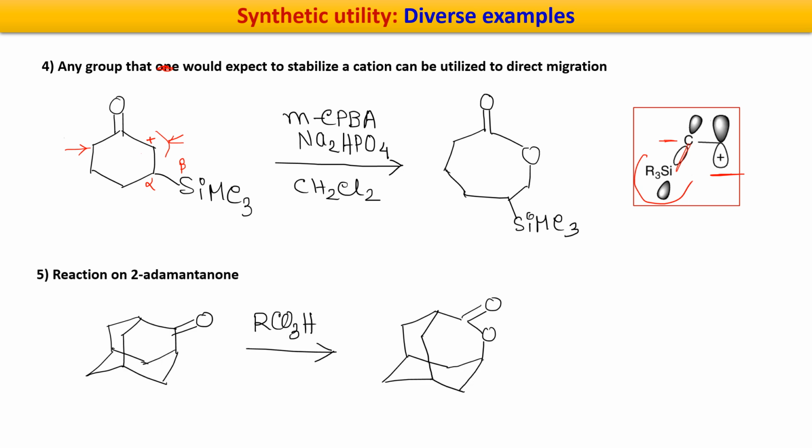Reaction on adamantanone. Though it looks like a very complex molecule, actually it is symmetrical. So it doesn't matter whether you consider this side or this side, both sides are actually symmetrical. So the product will be like this. You can also draw the oxygen on the other side, it doesn't matter. Fine.